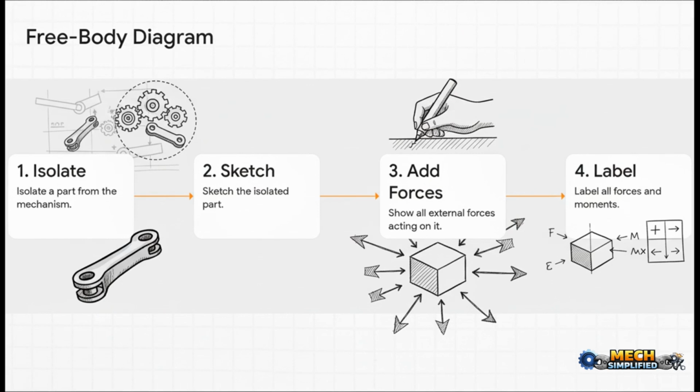So how do engineers actually do this in the real world? They use this fantastic tool called a free body diagram. It's like you mentally take the machine apart, piece by piece. You isolate just one part, you sketch it out, and then you draw arrows to represent every single outside force that's acting on it. It's like you're creating a force blueprint.